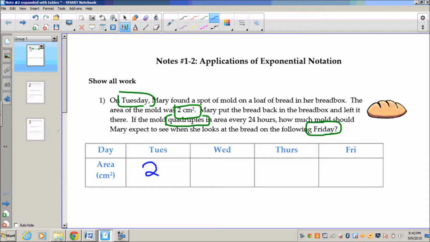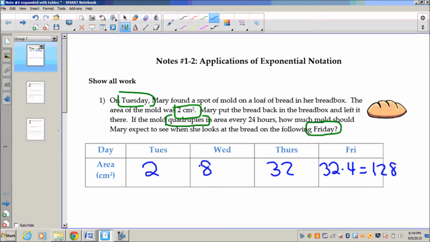Then on Wednesday, we know that it quadruples. So quadruples means times 4. So 2 times 4 is 8. So she's going to have 8 square centimeters of mold. On Thursday, quadruples again. So 8 times 4 is 32. And then on Friday, it quadruples again. So for Friday, I'm going to do again times 4. 32 times 4 is going to be 128.